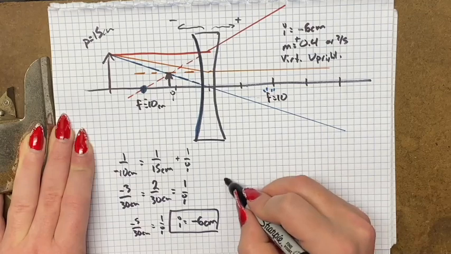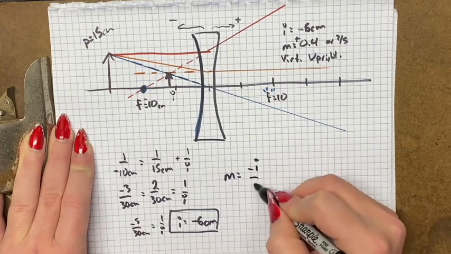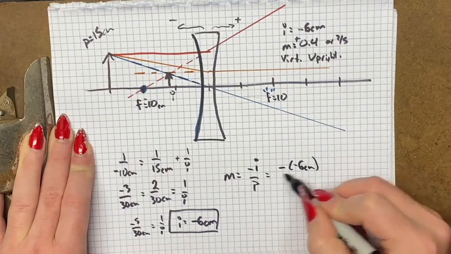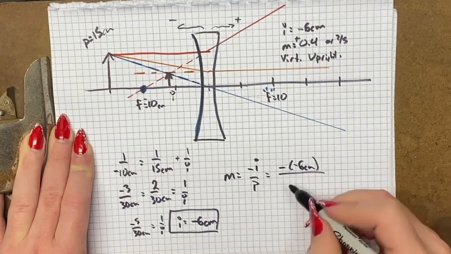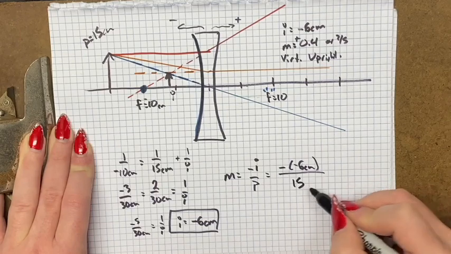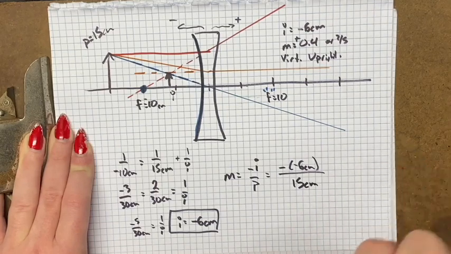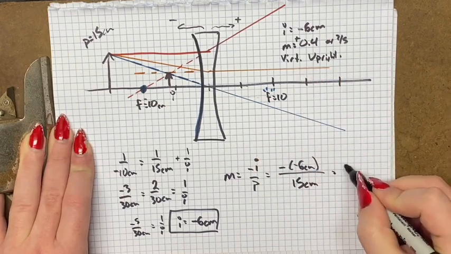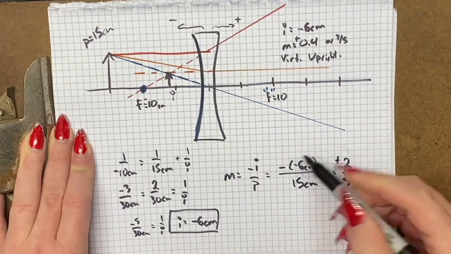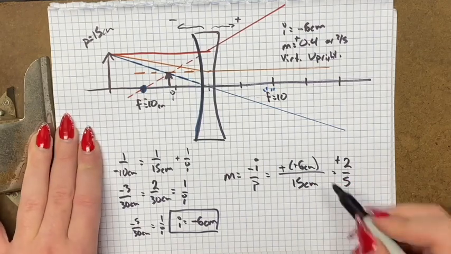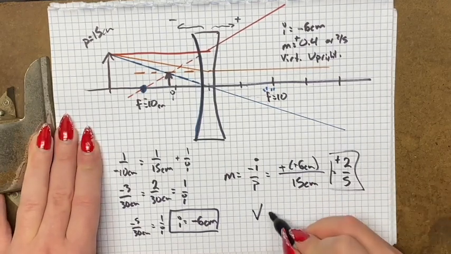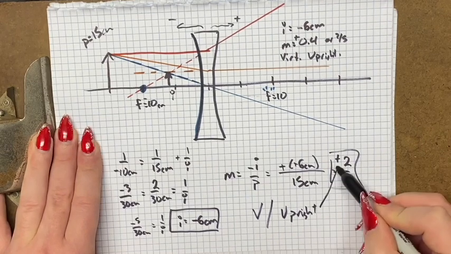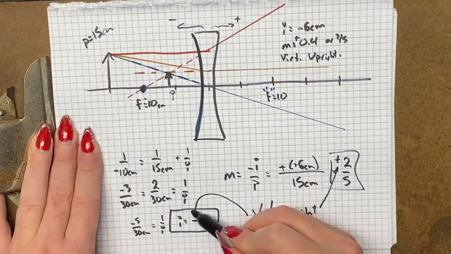Okay, magnification is minus I over P, of course, which is negative 6 over, we had 15. And that's 3, 6, 9, 12, 15, so 2 out of 5. Where these cancel. So it's virtual and it's upright. Upright because of that, virtual because of that.